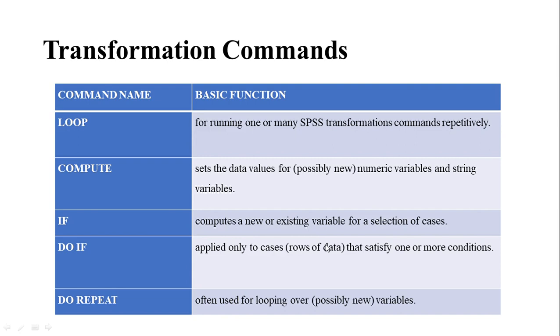Then the if computes new or existing variables for a selection of cases. The cases here are what I was referring to as certain conditions. Then the do if. The do if is applied only to cases. Cases are rows of data that satisfy one or more conditions. Then the do repeat, often used for looping over possibly new variables.